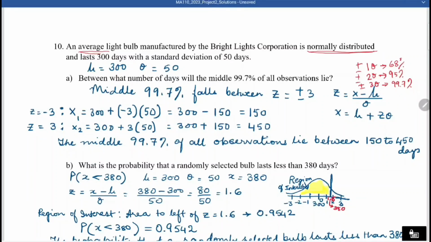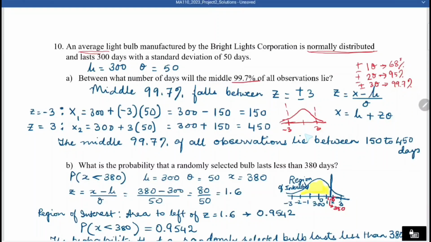All right, so for this particular problem, they're not asking for the area, they are asking for the x values, which correspond to a z value of -3 and a +3, right? So what they're asking here is, let's quickly draw another diagram. All right, this is a normal curve. So there'll be -3 here and +3 here. We have determined that from the 99.7% given to us. And the question is, what are the corresponding x values?